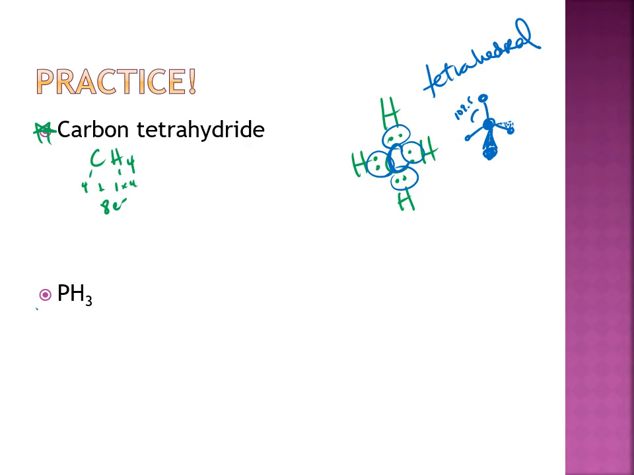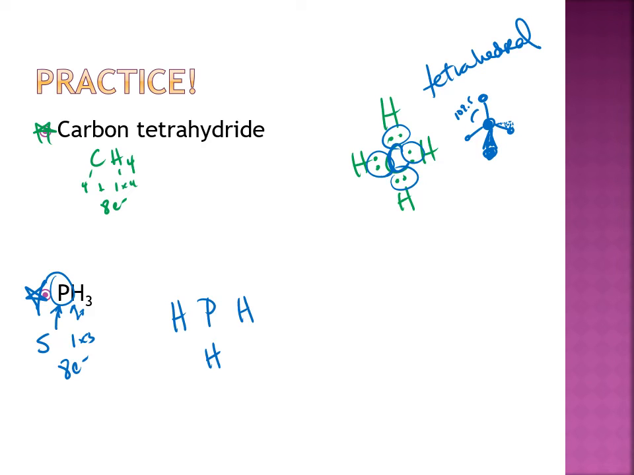All right, let's do this guy, PH3, phosphorus trihydride. So once again, phosphorus, 5 valence electrons. Hydrogen each has 1. 1 times 3 is 3. 5 plus 3 is 8 electrons. Phosphorus is going to be in the center because hydrogen is never, ever, ever in the center.